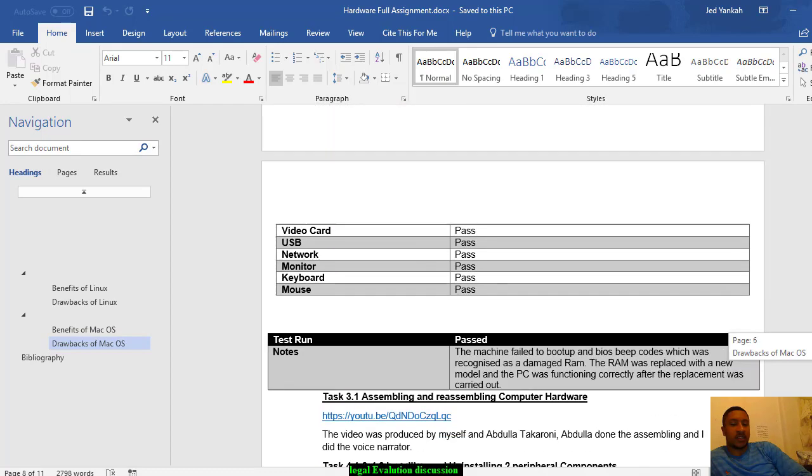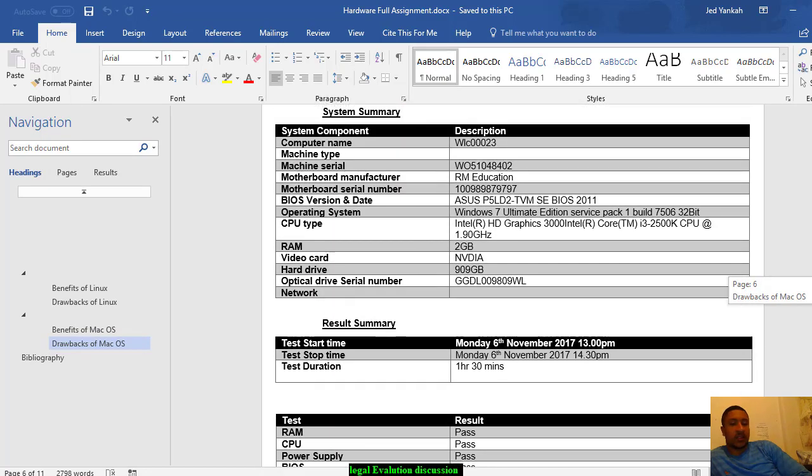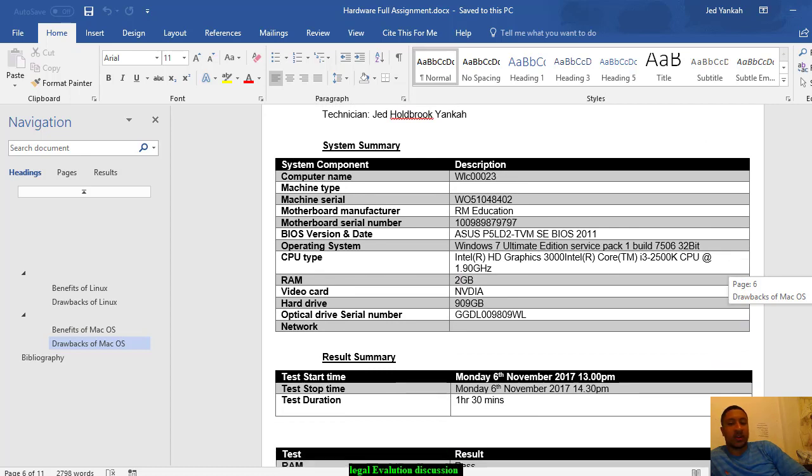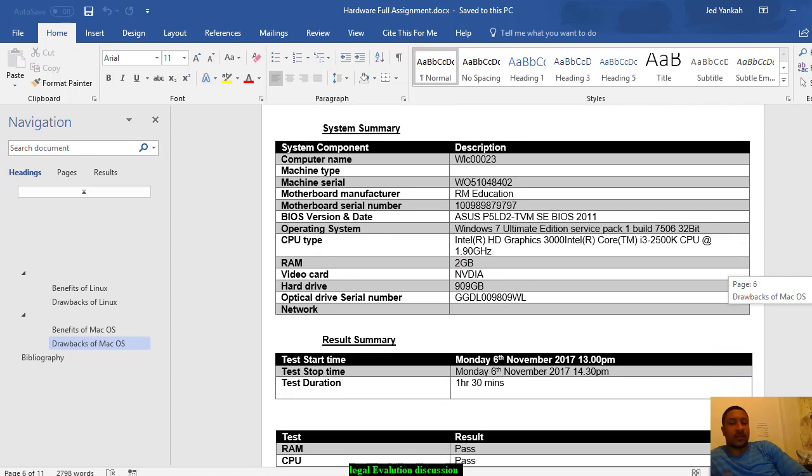As you can see, I'm taking you to the test log, which is the system summary. So you can see here I've provided key information of the computer system. The computer name is WLC00023, the machine serial, which is here, and the motherboard manufacturer, RM Education.